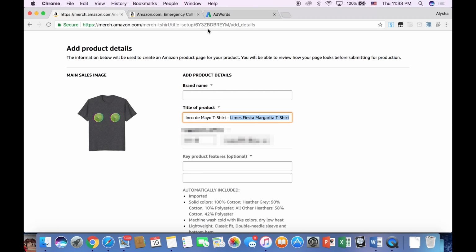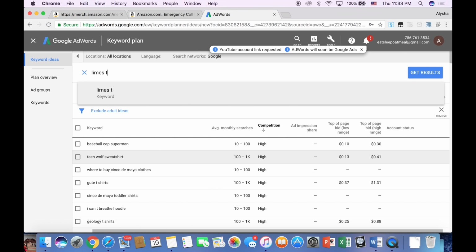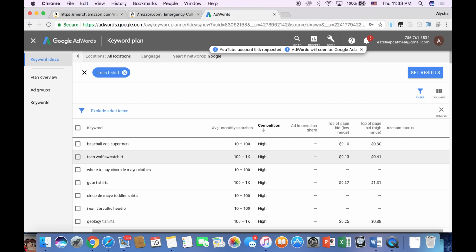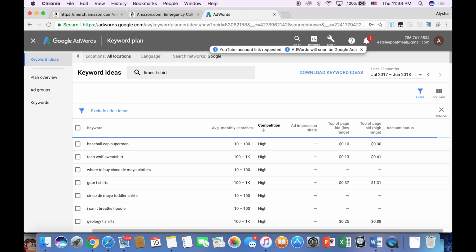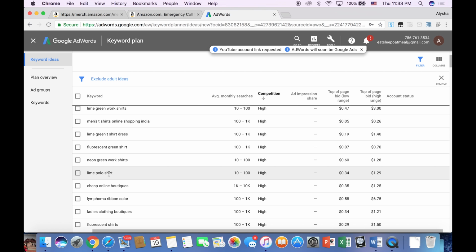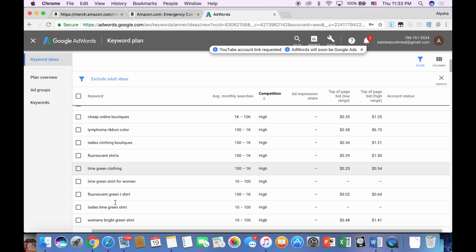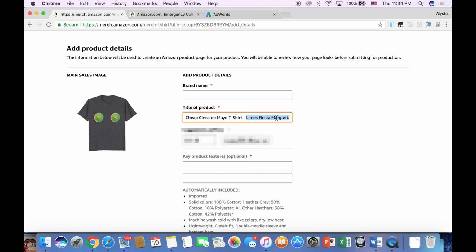I'm going to continue and do the same thing. We're going to look at the words that I still have left over, with the words limes, fiesta, margarita, and t-shirt again. I don't know if I'm going to keep this second t-shirt. It depends on what these ad words are bringing up for me. So limes, fiesta, margarita, t-shirt. Alright, so I decided to just go ahead and type in funny Mexican t-shirt.